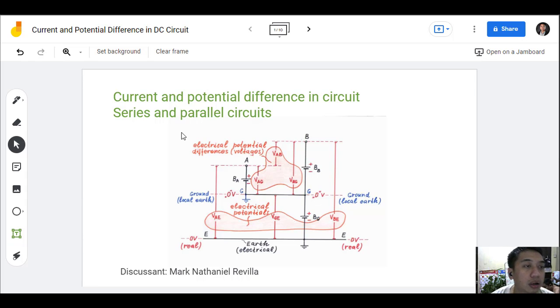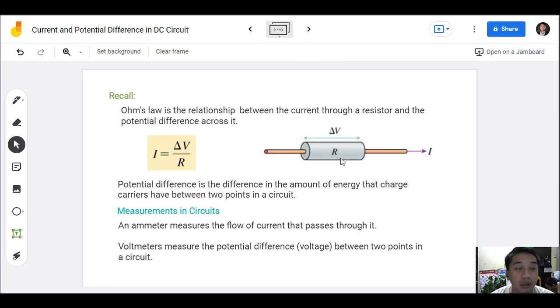Good day, everyone. I will be discussing the current and potential difference in circuit, and also the series and parallel circuits. To begin with, let us recall Ohm's law, wherein Ohm's law is the relationship between the current through a resistor and the potential difference across it. So in this diagram, you can see a resistor, a current flows within a wire and also through the resistor, which has a change in the voltage.